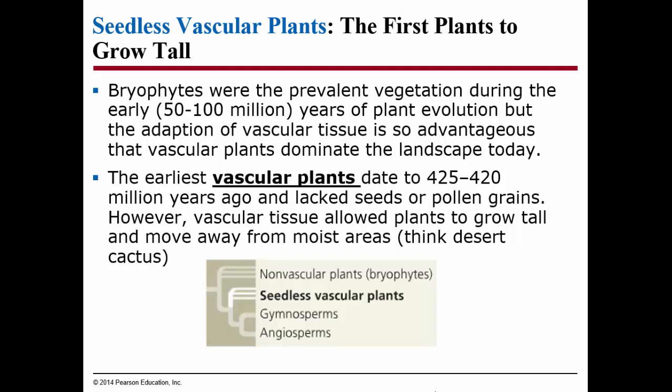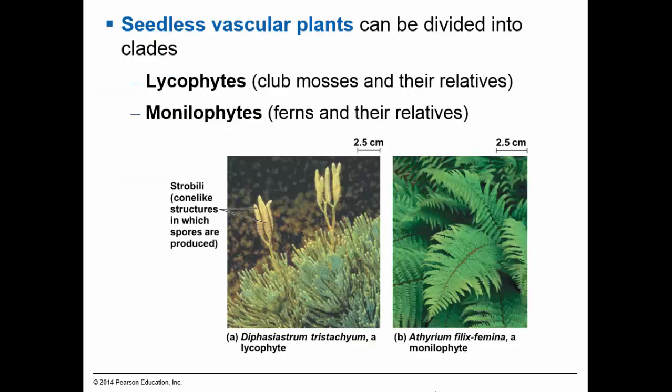So notice from this phylogeny that even though seedless vascular plants evolved a much longer time ago than the seeded plants, the gymnosperms and angiosperms, they're considered to be a paraphyletic group. And this paraphyletic group can be divided into two monophyletic clades: the club mosses and their relatives, which are pictured here, and a group that you're probably familiar with, the ferns and their relatives.